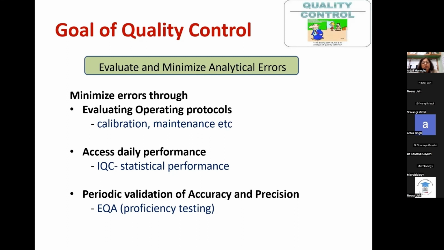Number one, by evaluating operating protocols. These protocols would be calibration, which is done daily or at regular intervals. Maintenance. Maintenance could be daily, weekly, monthly, preventive maintenance, which could be 6 monthly or yearly.